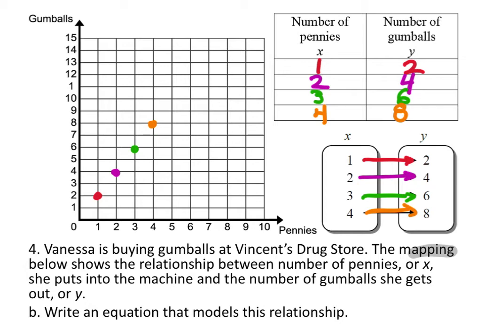Now again, would we connect these points? The answer is no, because you wouldn't want to get a half a gumball out. Maybe it means someone's already chewed on it. But you definitely can't put a half penny in either. So any values that exist between these points are kind of non-existent, more because of the pennies, I guess, than the gumballs, but still. So that's the graph. Well, is this a function?